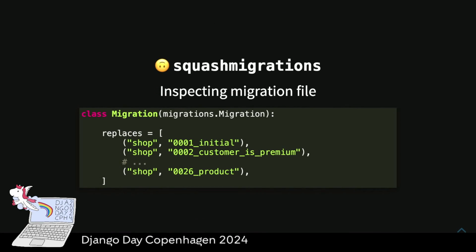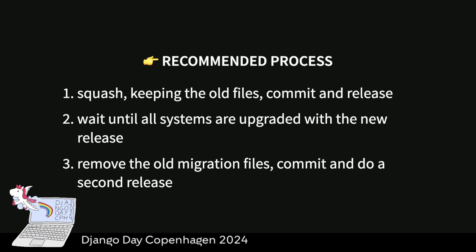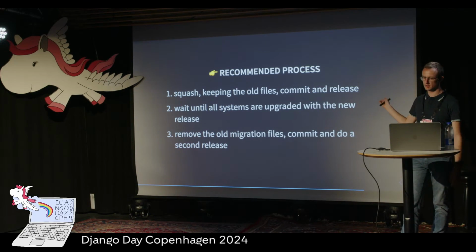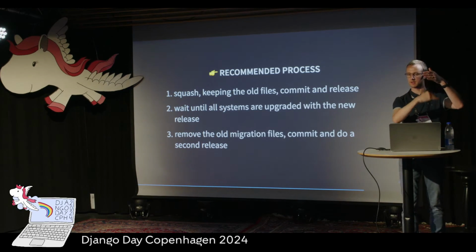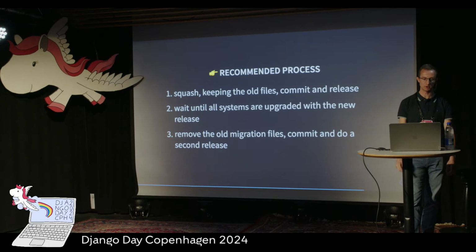And then inside your migration file, you can see that at the beginning of the file, it contains replaces with a list of migration names, your 26 migration files. The recommended process is to squash, keeping all files, commit and release. So in your Django migrations table, a last line will be added for the single file containing the squashed migration.